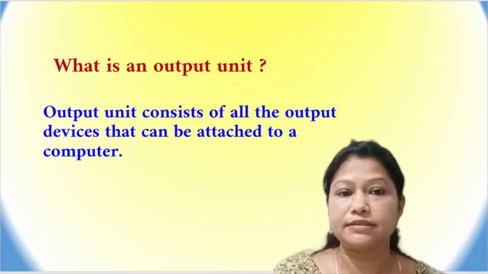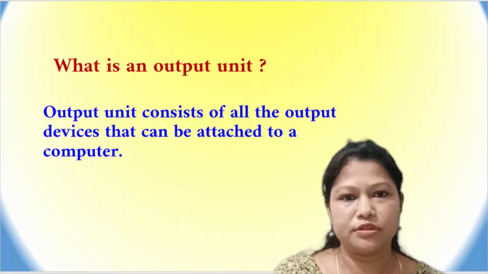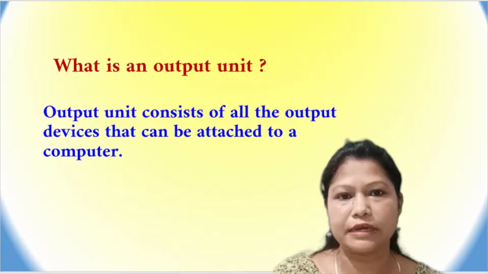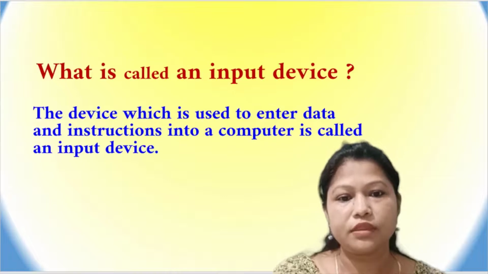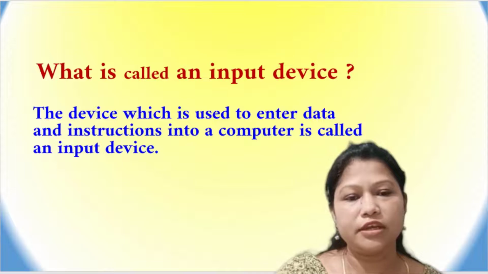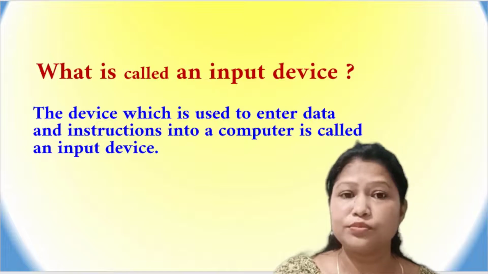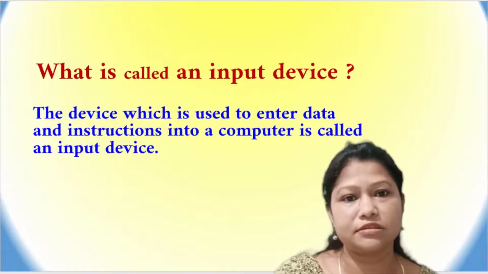Next we will see what an output unit is. Output unit consists of all the output devices that we can attach to a computer system. All the output devices put together are named an output unit. Similarly, all the input devices put together in a unit are known as the input unit. Now, what is an input device? An input device is a device which we use to enter data and instructions into a computer system.